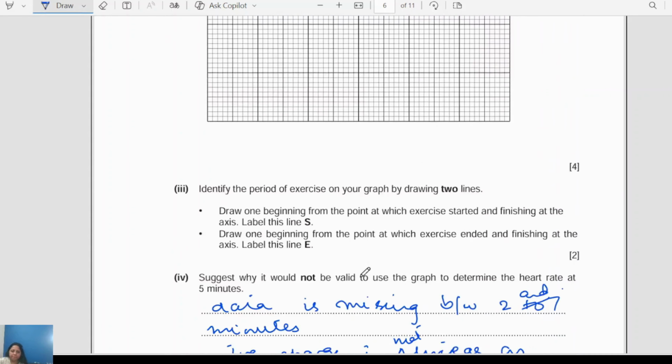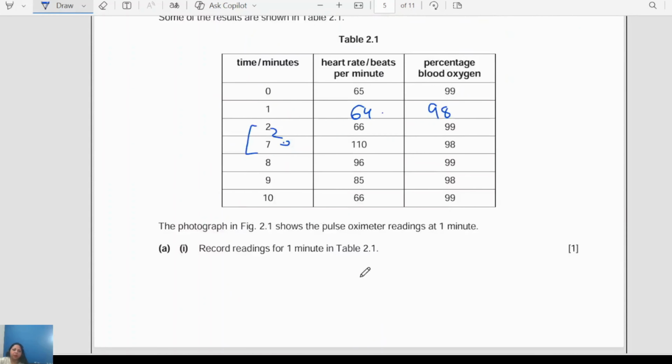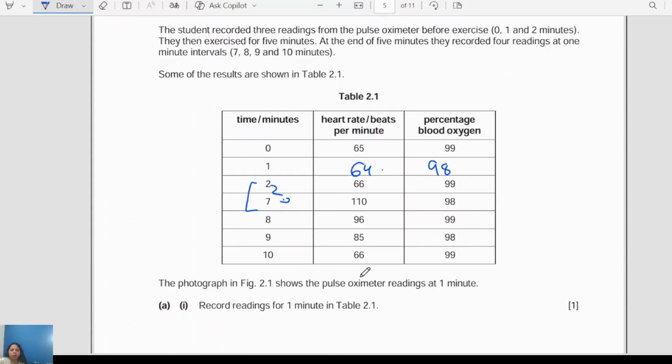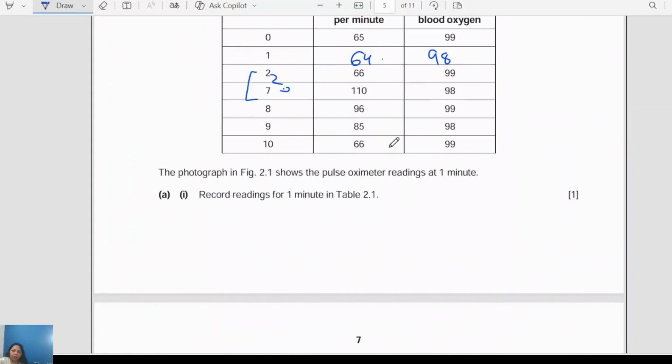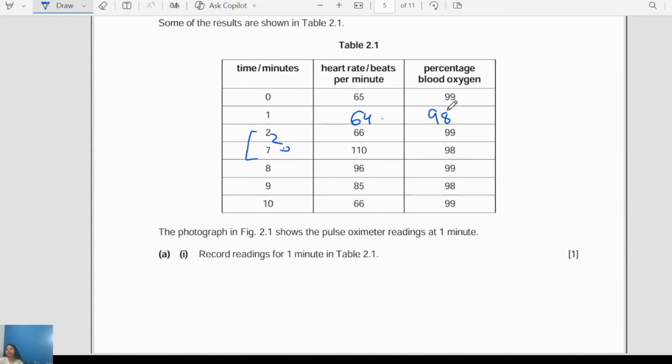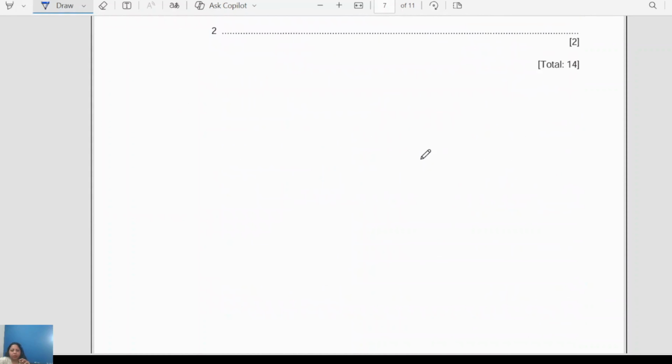So we may say that the person may exercise till 7 minutes. Then they rest for 5 minutes. At what time is the value coming back to its normal? Heartbeat rate after 10 minutes. So we can also write that after 10 minutes the heart rate comes back to its normal. Okay. Let's move to the next question.